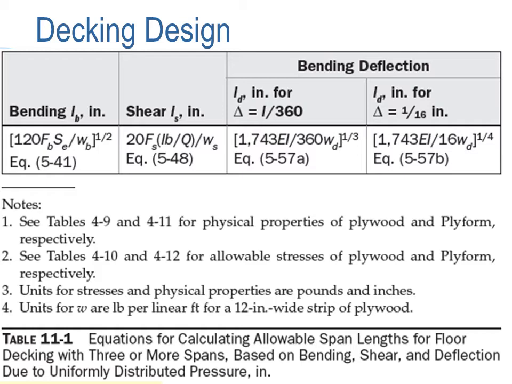Also, you need to refer to the tables that we referred to in the last lecture, tables 4.9 and 4.11 for physical properties, and tables 4.10 and 4.12 for the allowable stresses. And again, because here we are talking about the decking design, your load is represented per linear foot for a 12-inch strip. This is very similar to designing a slab, where you are designing per unit width. So here the unit width is 1 foot.